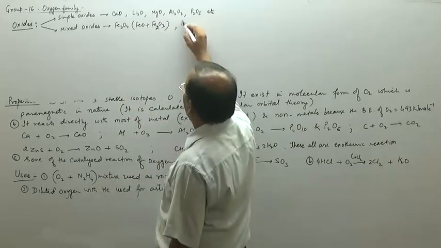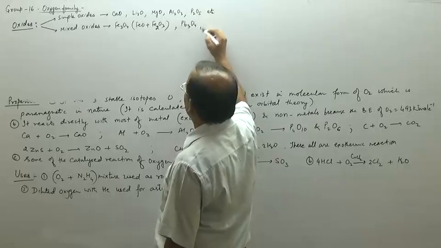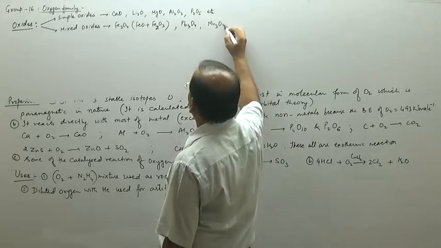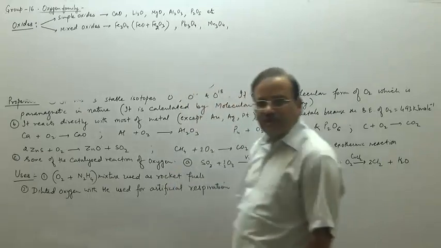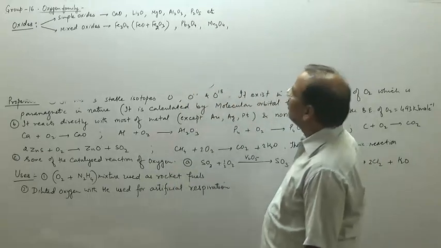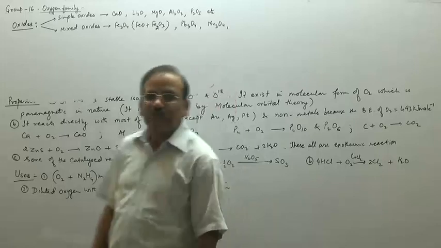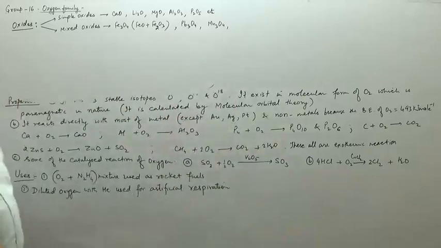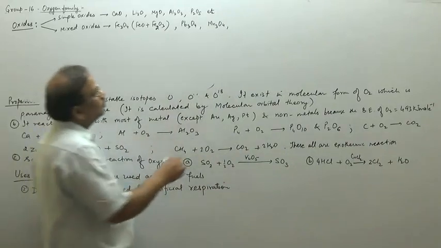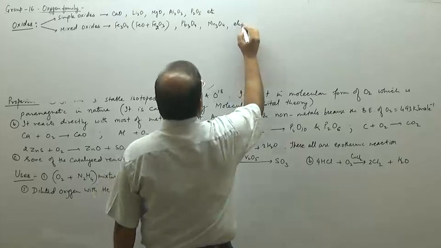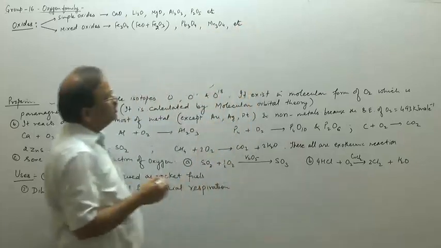Similarly, lead oxide is a mixed oxide, and Mn3O4 is a mixed oxide. These are a few examples of mixed oxides. We can write all these oxides in this manner.